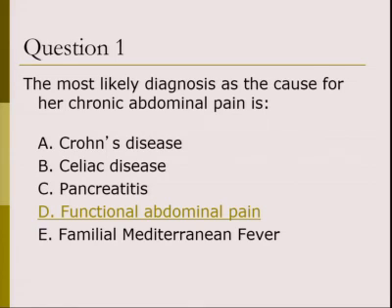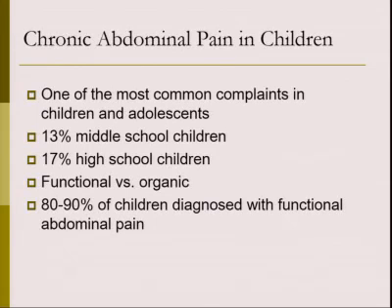So the most likely diagnosis is functional abdominal pain. We can talk about that a little bit, but it's one of the most common complaints in children, and certainly represents a large number of the patients that we see in our clinic. It's seen in 13% of middle school children, 17% in high school children. And the important thing is to distinguish those children who have a functional disorder versus those who have an organic cause for their pain. And it turns out that the majority of the children that we see have functional abdominal pain.